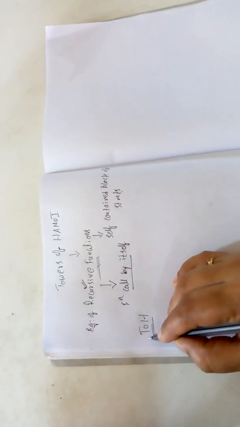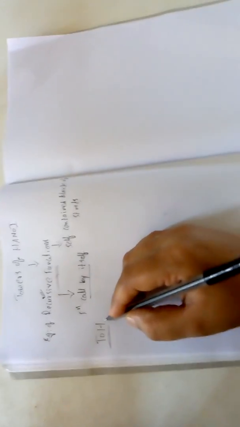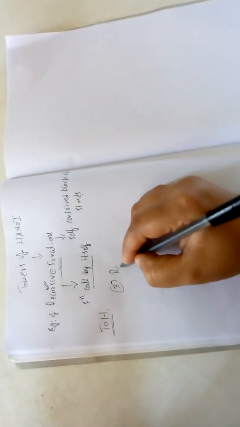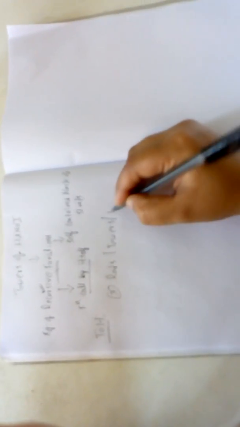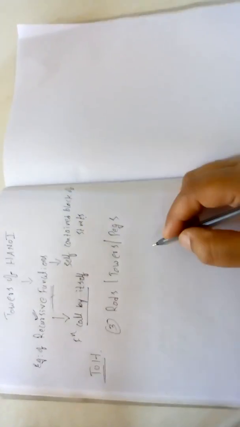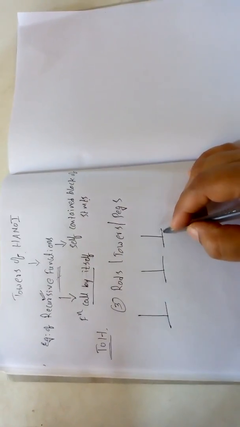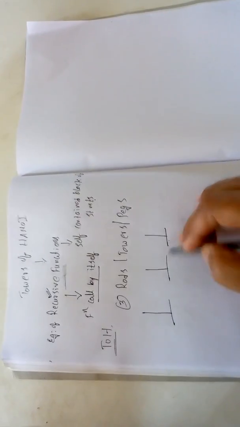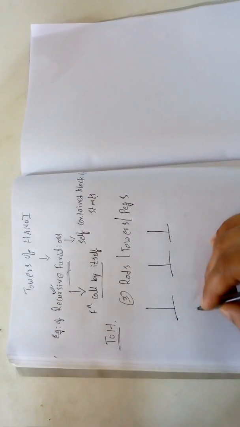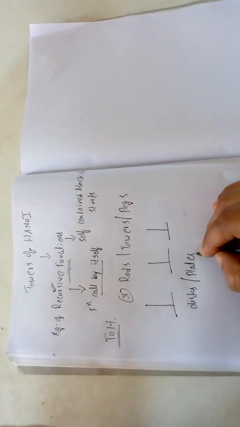Now we'll see what is Tower of Hanoi. Tower of Hanoi, T-O-H. In the Tower of Hanoi problem, we have 3 rods, also called towers, or also called pegs. So we have 3 rods. The problem is, we consider 3 rods. On each and every rod or tower we have discs. These are also called plates.